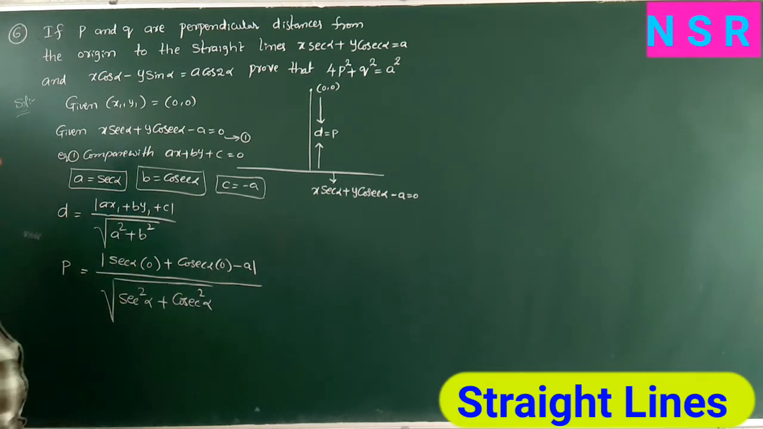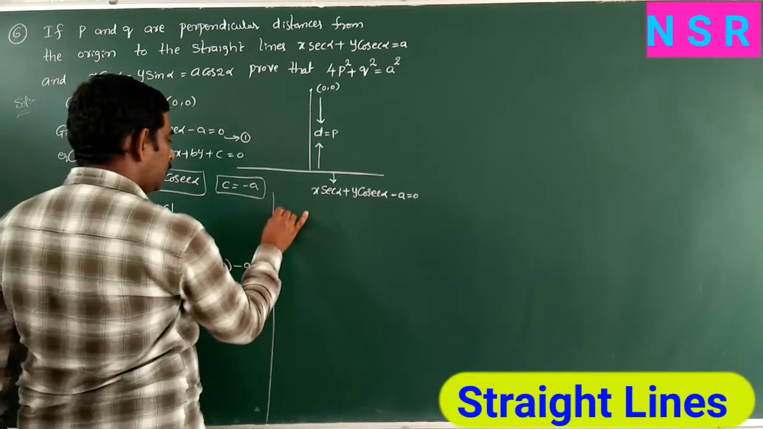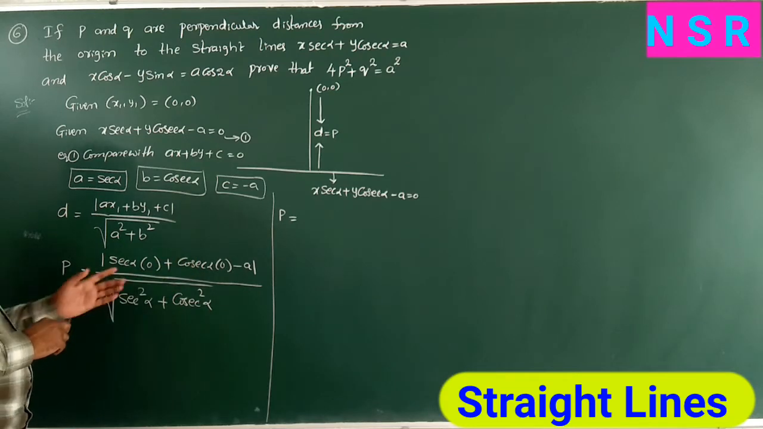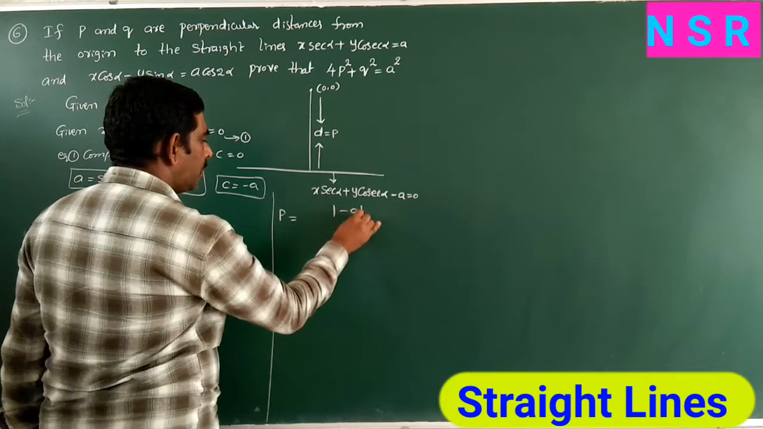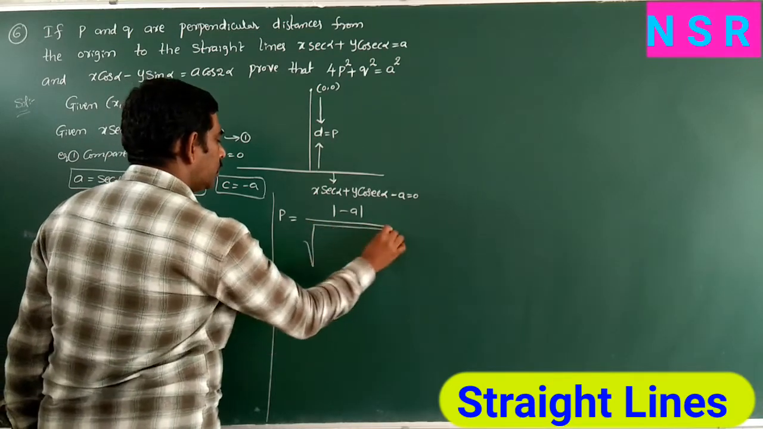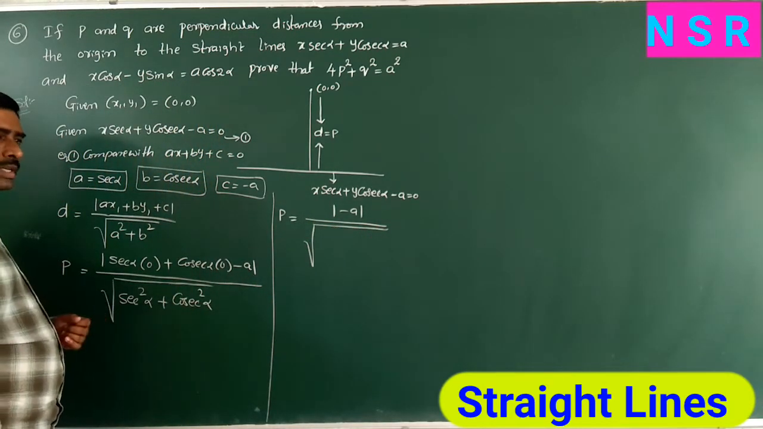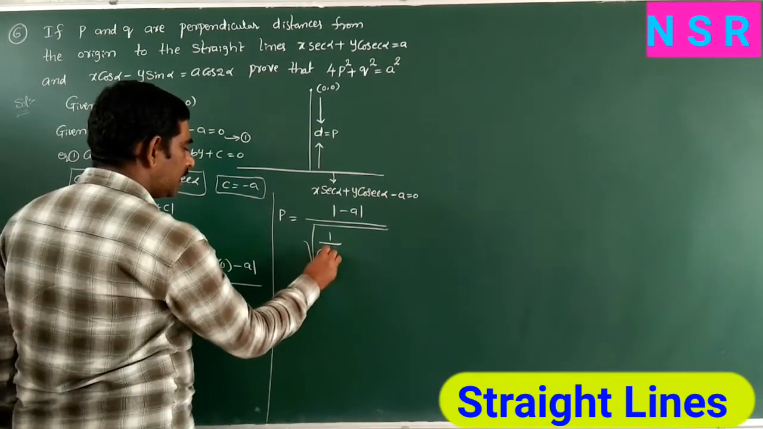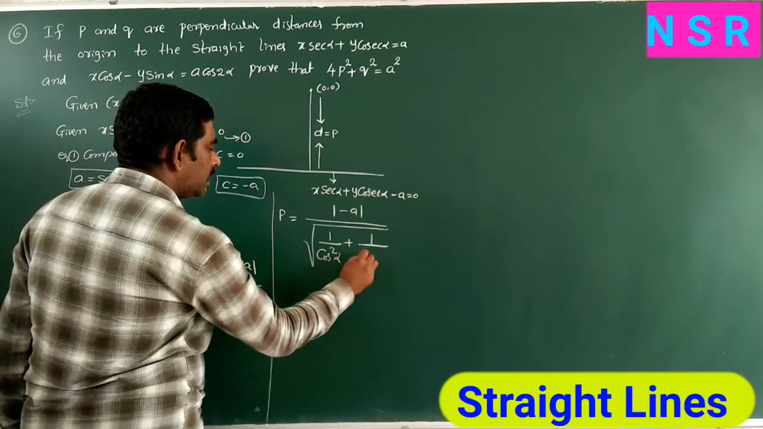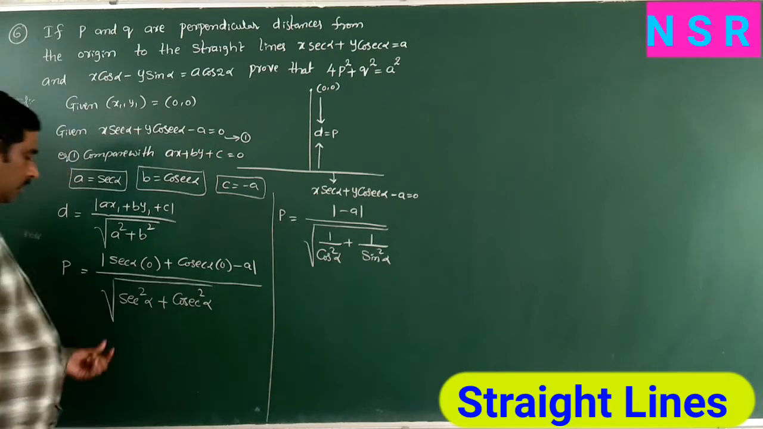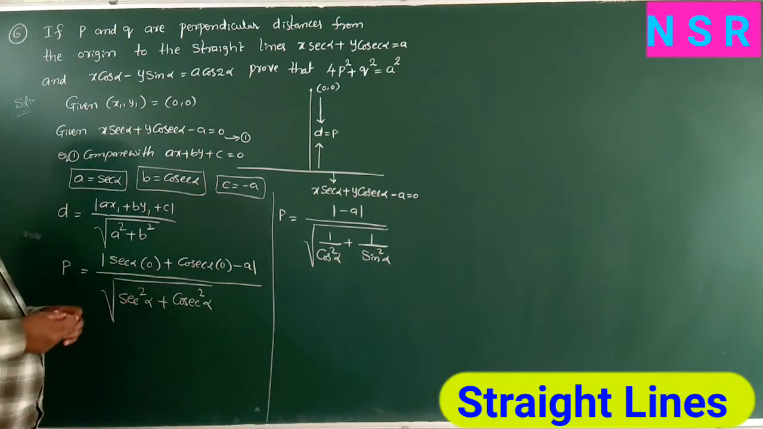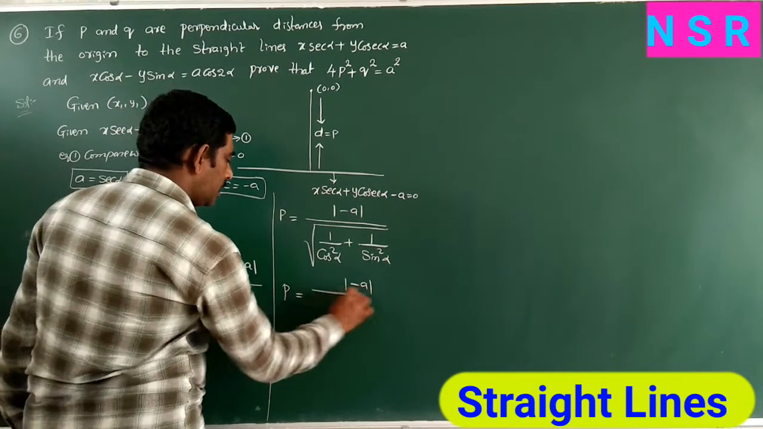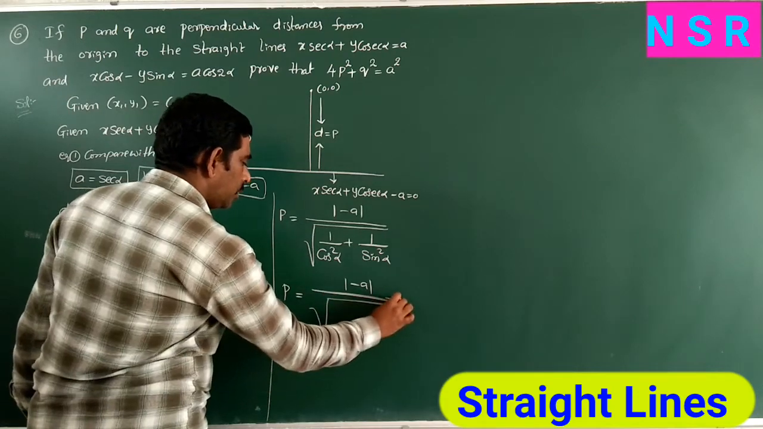Now simplify this. We get p equal to secant alpha into 0, cosecant alpha into 0, and minus a. So mod of minus a by, and we don't have any formula for secant square plus cosecant square. So write secant square in terms of cos. Secant square is 1 by cos square and cosecant square is 1 by sin square, since secant is the reciprocal of cos and cosecant is the reciprocal of sin. Now p equal to mod of minus a by the root, and we simplify the value inside the root.